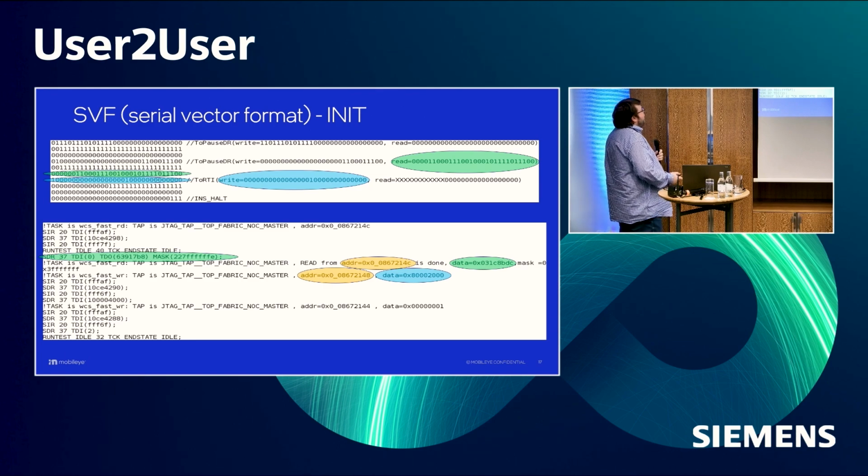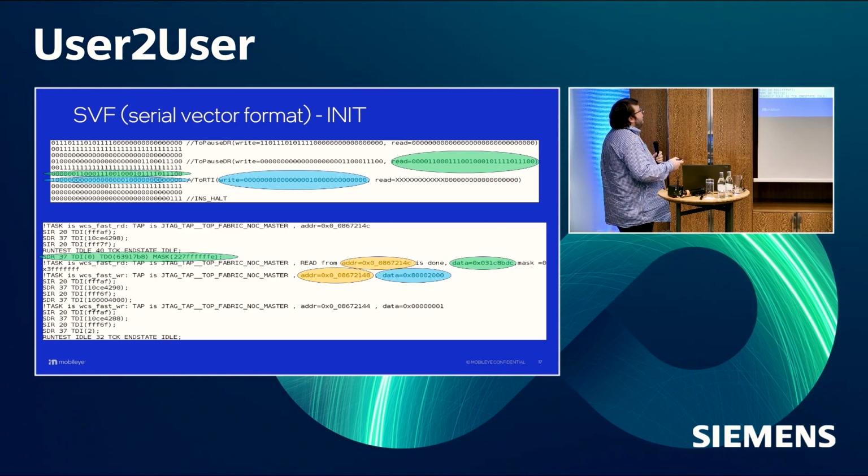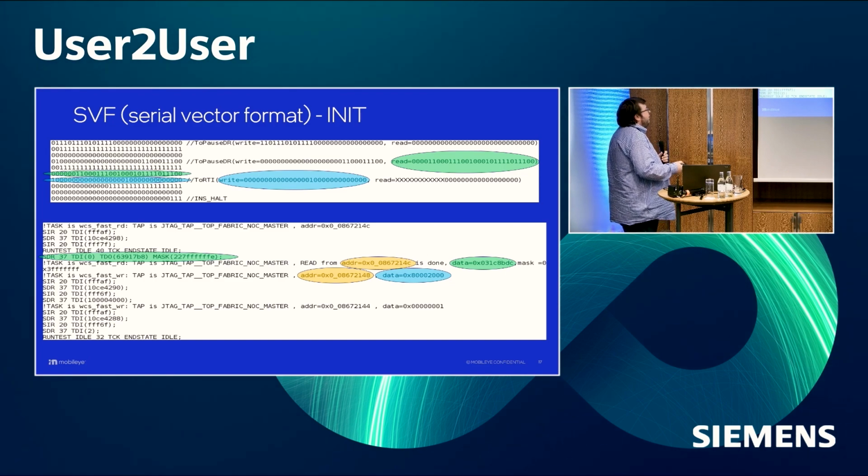As you can see in the picture below, it's an example SVF format with some tasks, and just as an example, we can see the green circle here, which corresponds to the Tessent-generated payload translated into an SVF task. And as previously mentioned, along with the data, we also need to provide the NOC address.